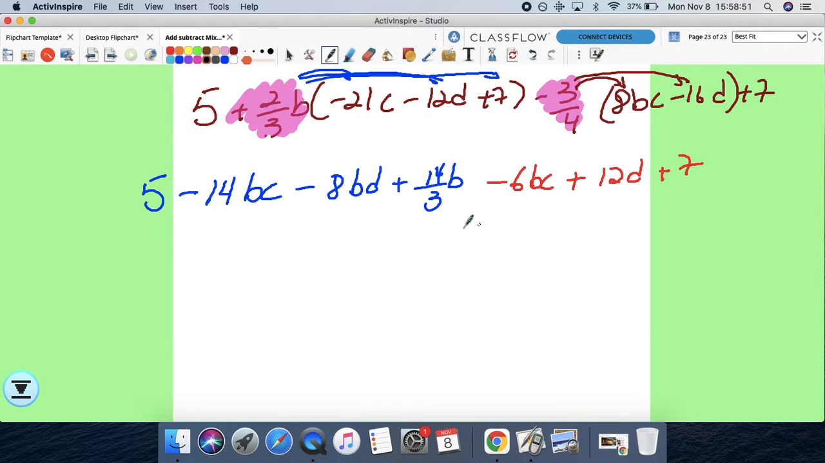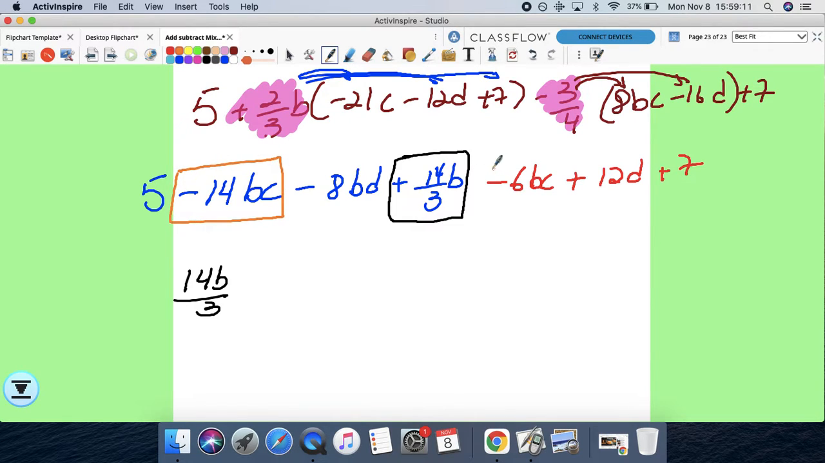Let's see if I can combine like terms. Alphabetically, B will come first. Is there any other B? No. 14B over 3. I'll change it into a mixed number in a second. And then we'll do the BC. Changing colors here. Alphabetically, would then be this and this. They're both BC. So it's negative 14 and negative 6. So that gives me negative 20BC.